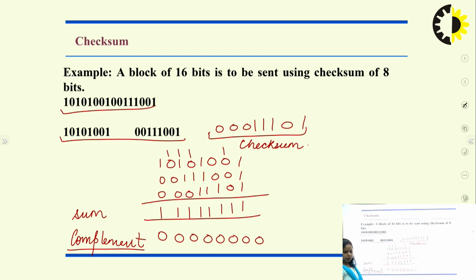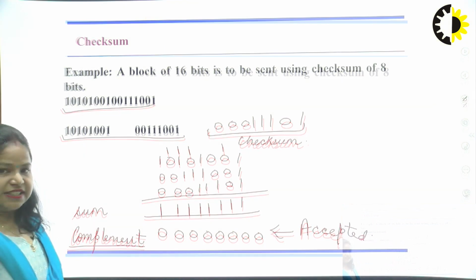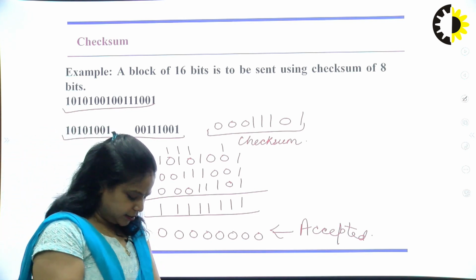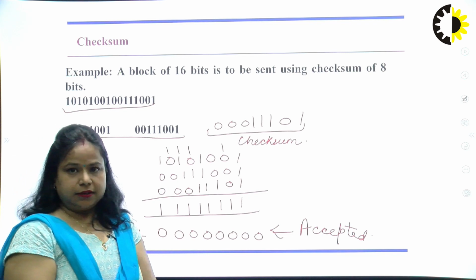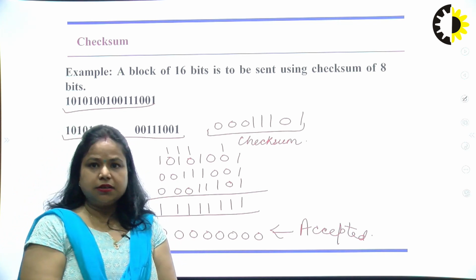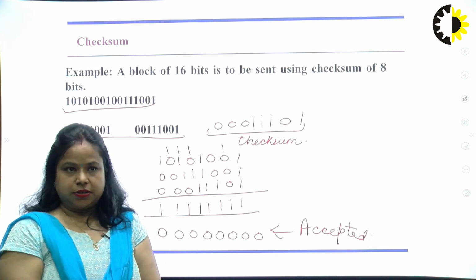This comes out to be 8 times 0. It means if the checksum comes out to be 0, the data is accepted. If even a single bit is 1, then we will reject the data, because there is some error in the data and we cannot accept it, right? So these are the 4 methods when we talk about error detection. Thank you.